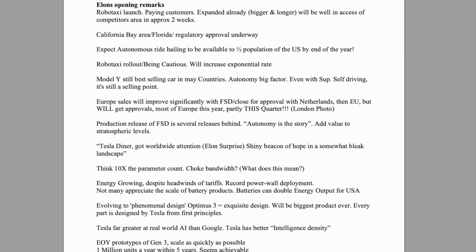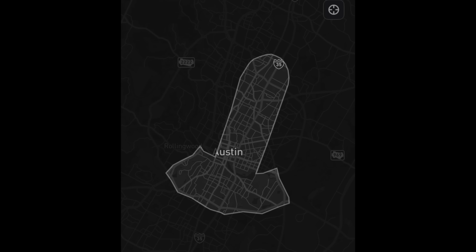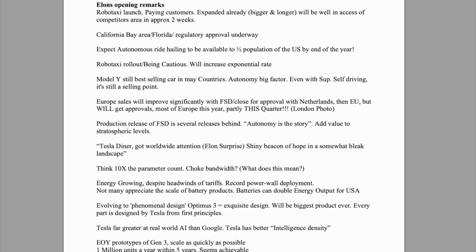the first paying customers, and it's expanded already to a bigger and longer version of where it started, and will be well in excess of competitors' area in approximately 2 weeks from now. This phallic symbol is going to engulf the world. Regulatory approval is underway for the California Bay Area and Florida as well, so they're the next areas that are going to see Robotaxis launch.